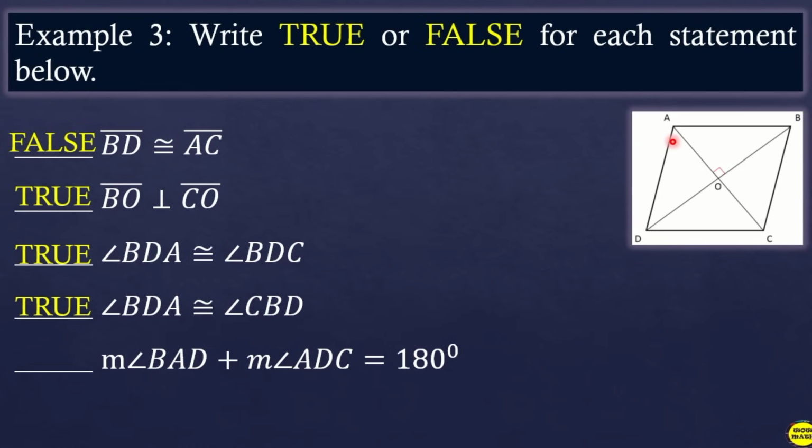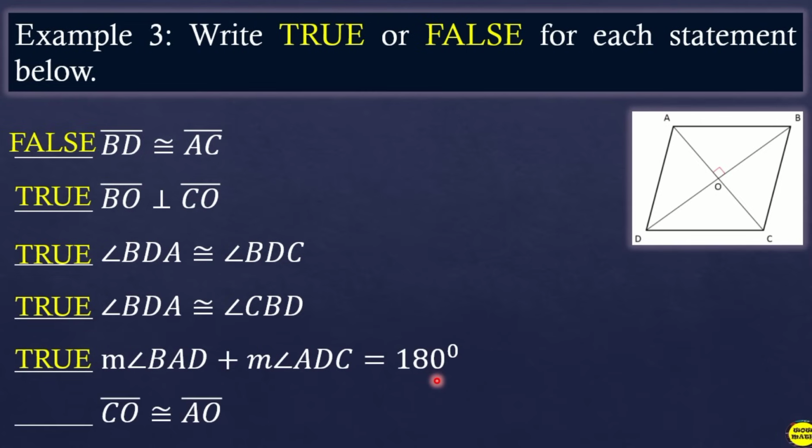Next, the measure of BAD. So, ito. And the measure of ADC. So, ito po, itong measure ng angle A at measure ng angle D is equal to 180 degrees. Yes, this is true because angle A and angle D are consecutive angles. So, the sum of the measure must be 180 degrees.